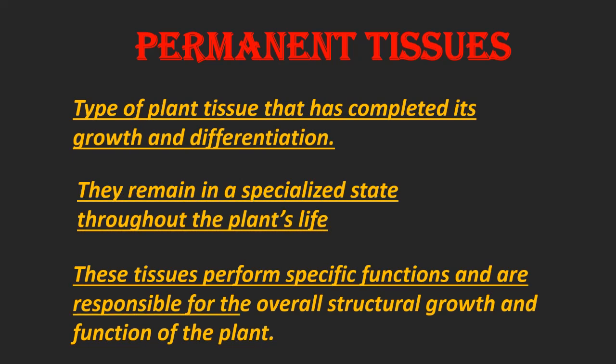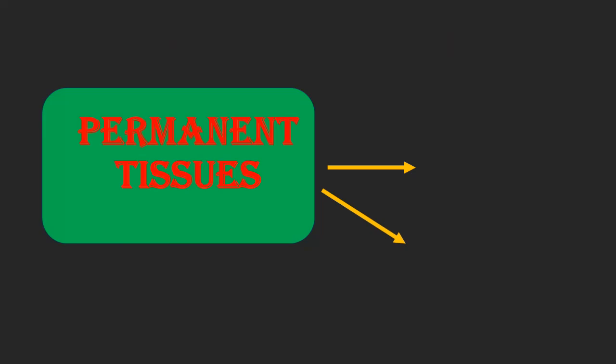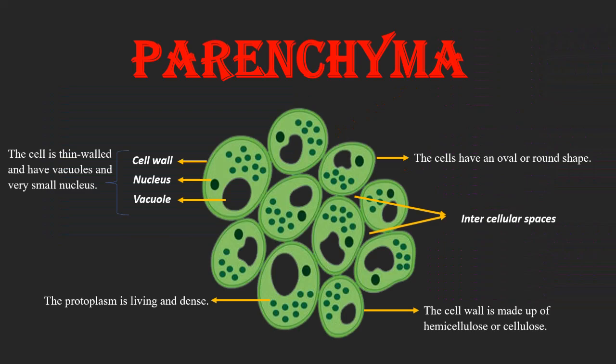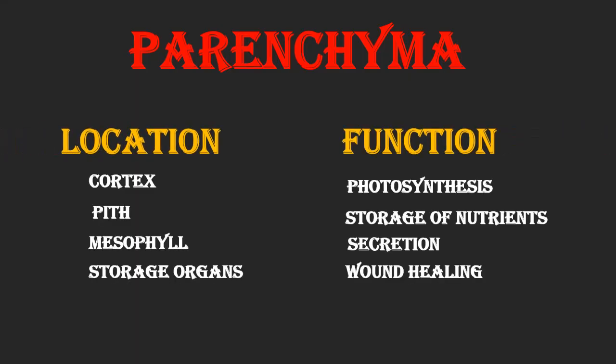There are three main types of simple permanent tissues in plants: parenchyma, collenchyma, and sclerenchyma. Parenchyma structure. The cells have an oval or round shape. The cell wall is made up of hemicellulose or cellulose. The cell is thin-walled and has vacuoles and a very small nucleus. The protoplasm is living and dense. It is found in all parts of the plant, and there is a good amount of intercellular spaces present in the tissues. Parenchyma tissues are versatile and found in various parts of the plant, including the cortex, pith, mesophyll, and storage organs. They perform functions such as photosynthesis, storage of nutrients, secretion, and wound healing.